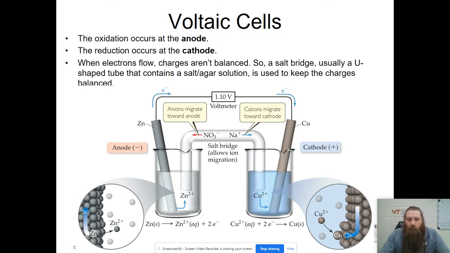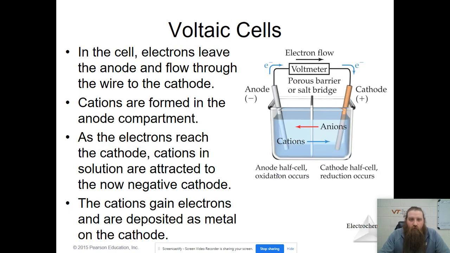That's what's going to close your circuit, and that's what's going to allow your electrons to flow. Now, when you have this voltaic cell, it's important to know, number one, electrons are going to leave the anode, and they're going to flow through the wire to the cathode. All of the cations are going to be formed in your anode compartment.